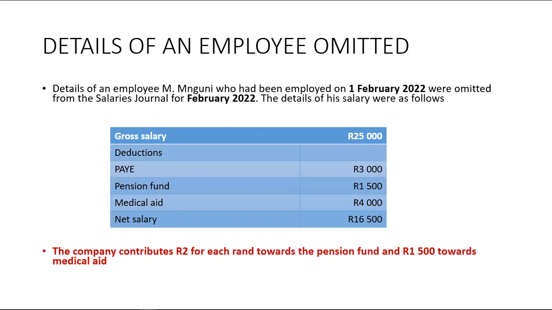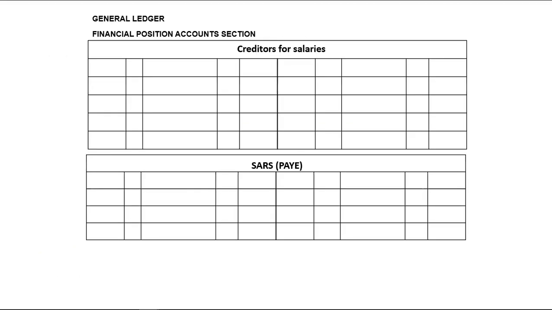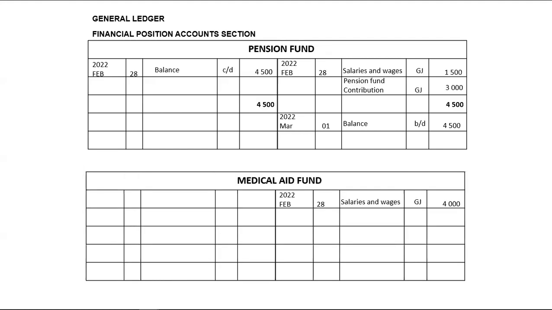So in the general ledger, of M. Mnguni towards medical aid, we deducted 4,000 from his salary and we contributed an extra 1,000 rand, bringing the total amount contributed to the medical aid fund to 5,500. We have not yet paid this 5,500. That is why it is regarded as a current liability. We will still owe it in the next financial year.